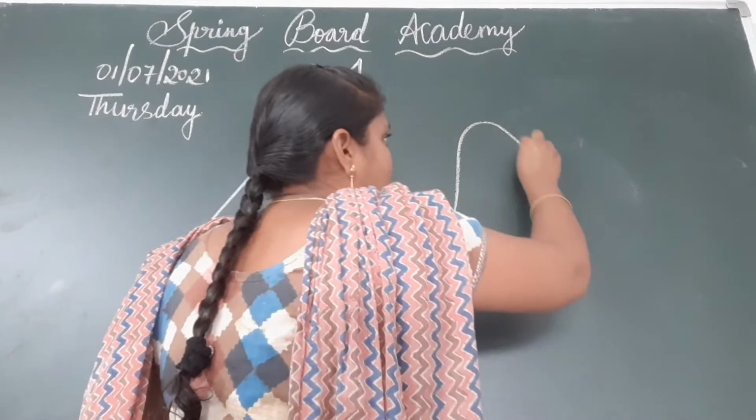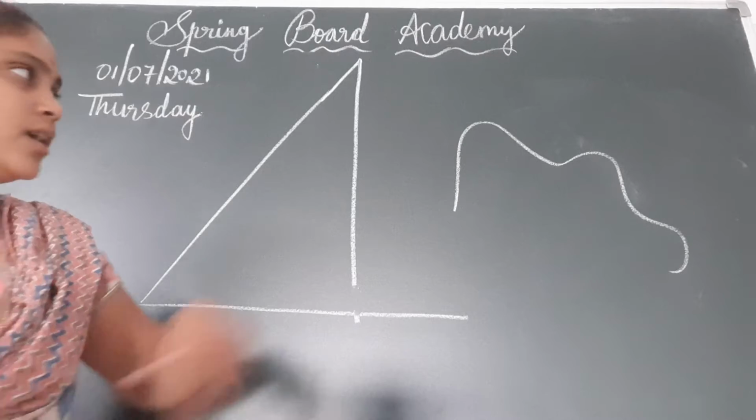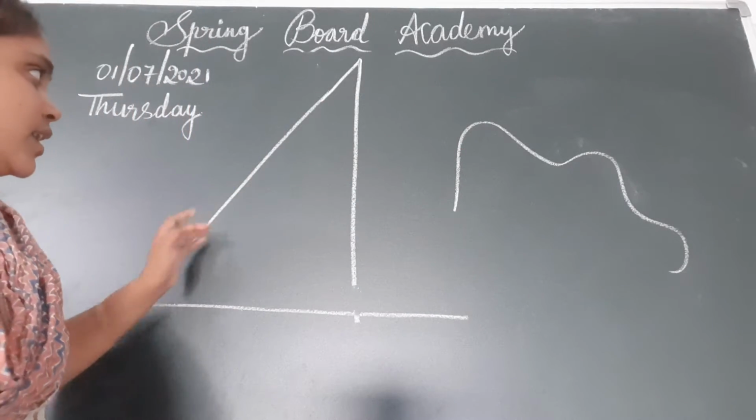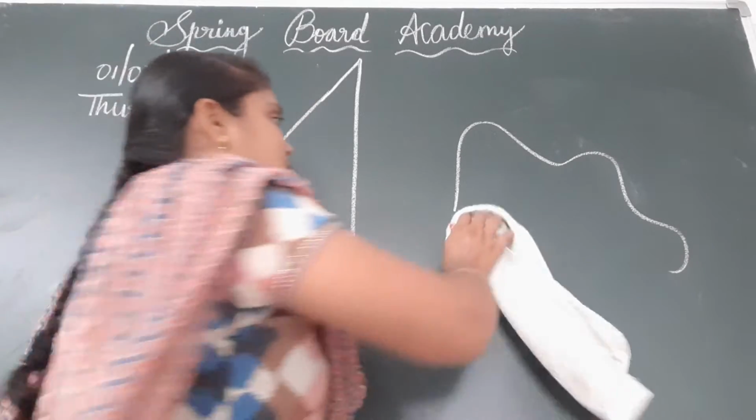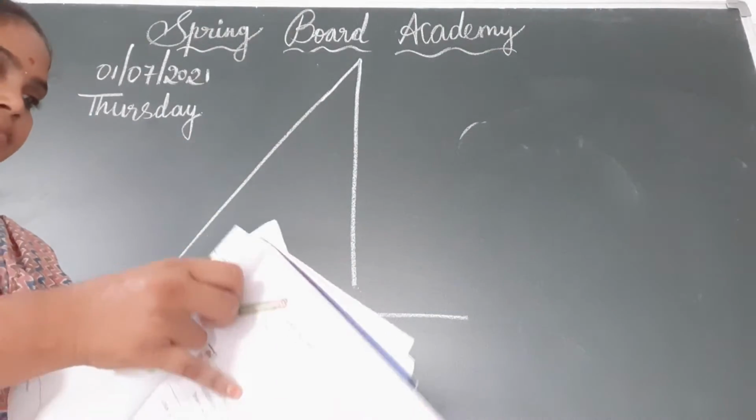Is this line straight? No, children. Here you can see the curves. This is not a straight line. But these 3 lines pass straightly, so these are straight lines. Now turn to the next page.